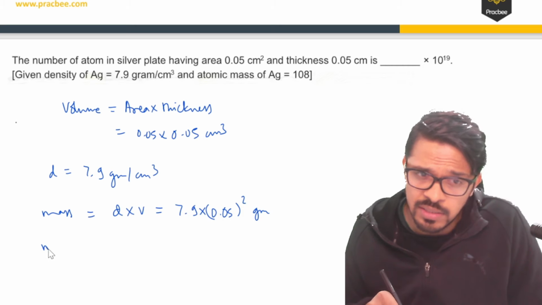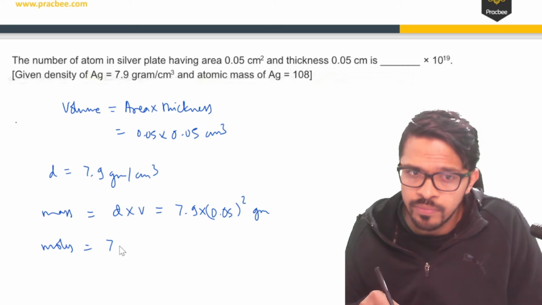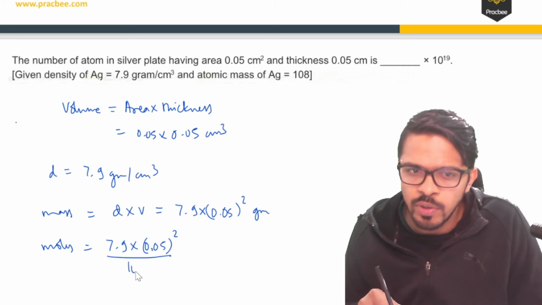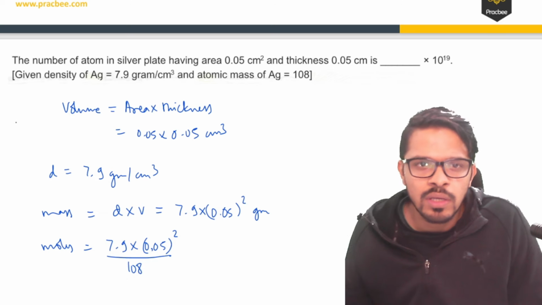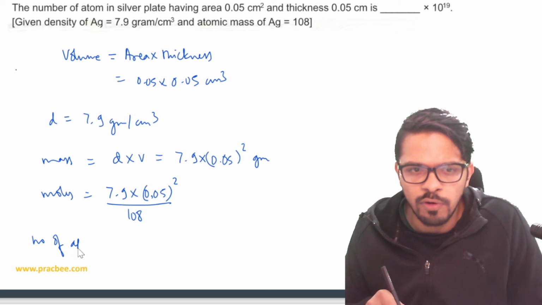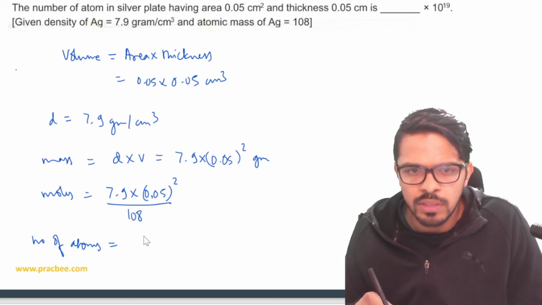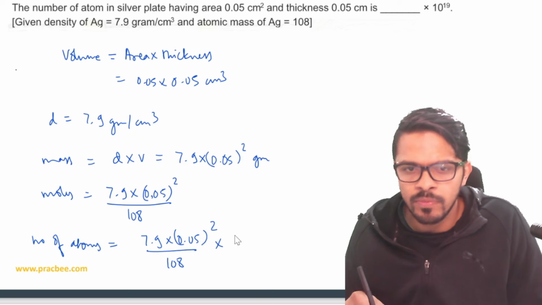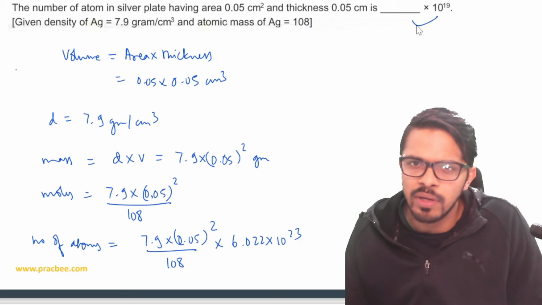If I know the mass, I know the moles: 7.9 into 0.05 whole square divided by 108. If we know this value, we know the number of atoms. The number of atoms would be this value into Na. So I hope you can calculate that. Right? We'll get this answer.